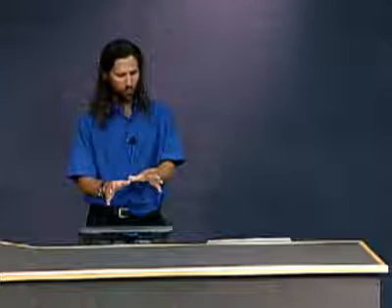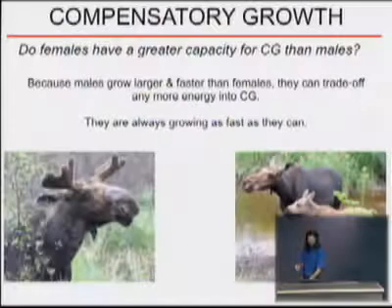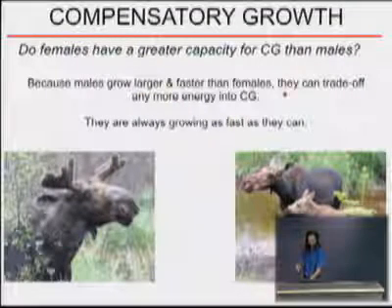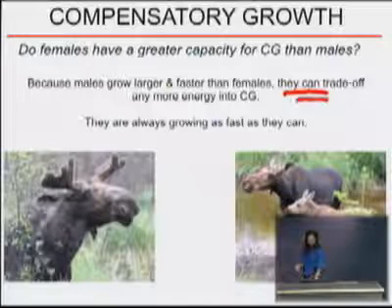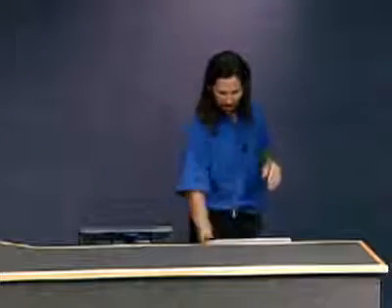Okay, and this is the slide that I should have shown you a few moments ago, but I'll leave it here just for a moment. So it's this business that because males grow larger and faster than females, well, this slide, again, sorry, it's put together a bit hastily. Basically, this should say they can't trade off any energy into compensatory growth because they're kind of maxing out as much as they can. So anyways, this is the question.